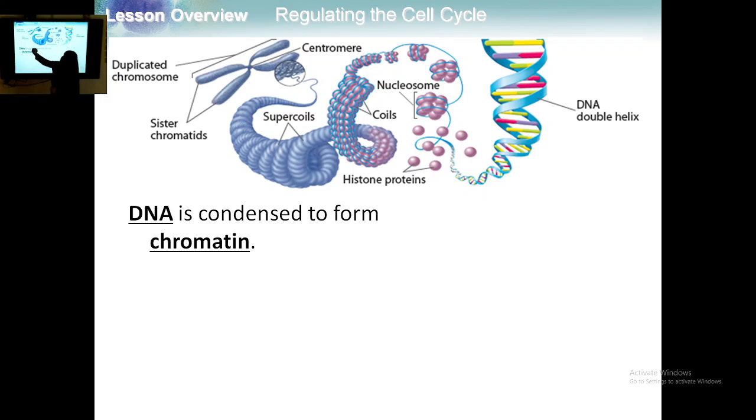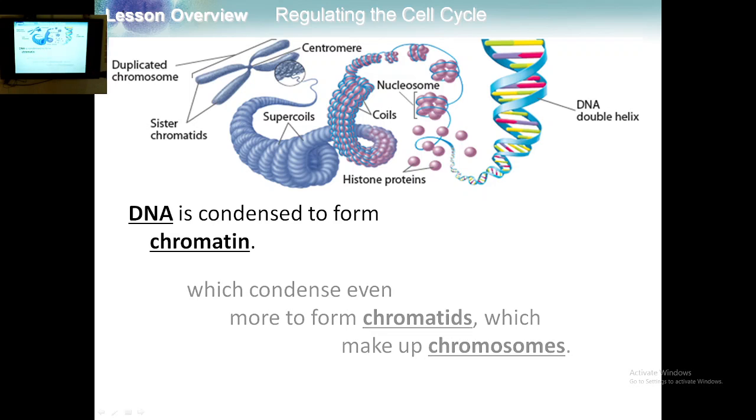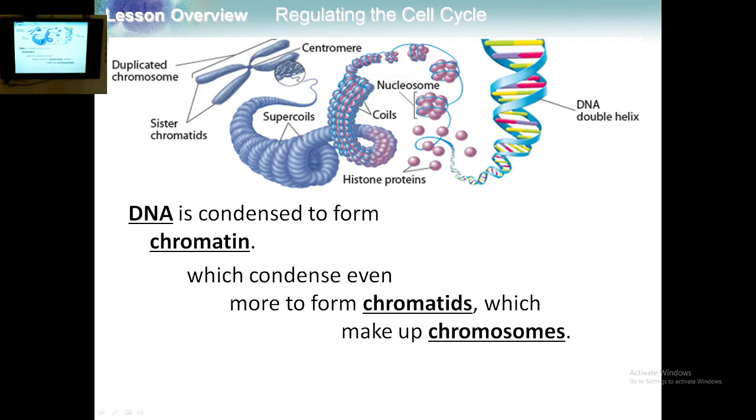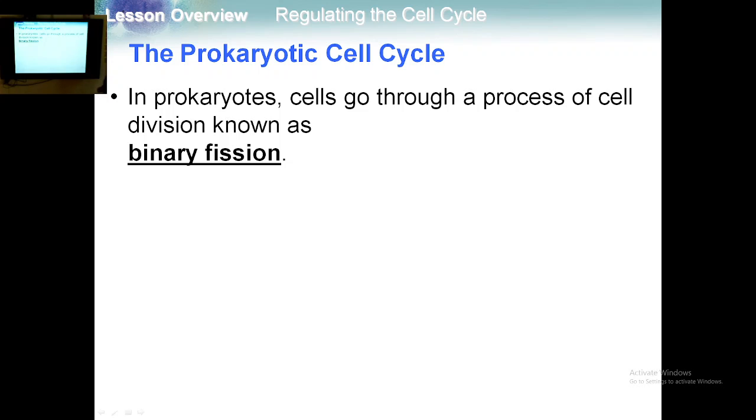Or as we can say, this is a chromatid and this is another chromatid. These two chromatids will bind together to form the chromosome. As we can say, the sister chromatids will bind together at the centromere point to form a duplicated chromosome. So DNA is considered to form chromatin, which condenses even more to form chromatids, which make up chromosomes.